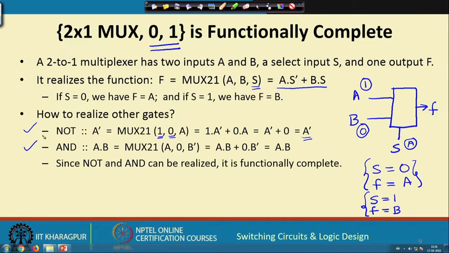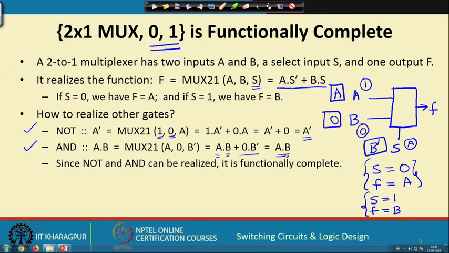I can also implement an AND. How? I can apply this input A in the first one, 0 in the second one, and I already know how to implement a NOT. So, suppose for the other input I do a NOT and I apply B bar to the select line: A, 0 and B bar. Then if I just substitute the values in this expression, A bar of this becomes B, plus the second one 0. So, this will become 0 and A B.